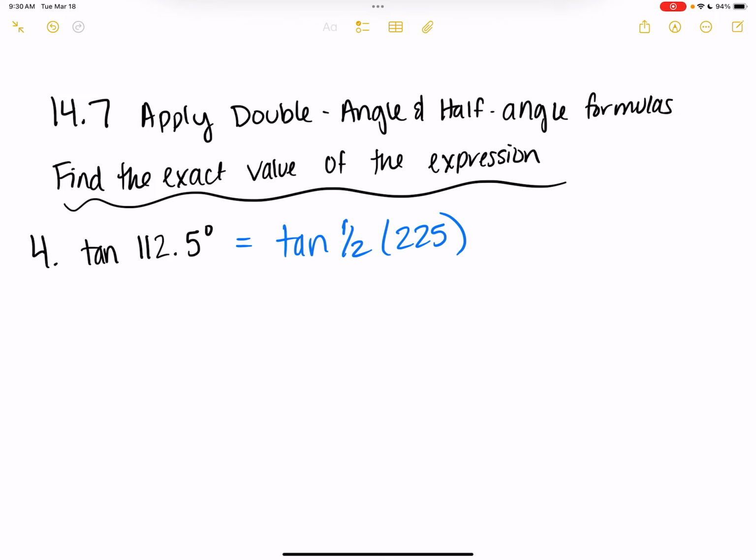So the formula for the half angle of tangent, there's 2 different ways we can do it. It doesn't matter which one you pick. But 1 minus the cosine of 225 over the sine of 225. So what is the cosine of 225?